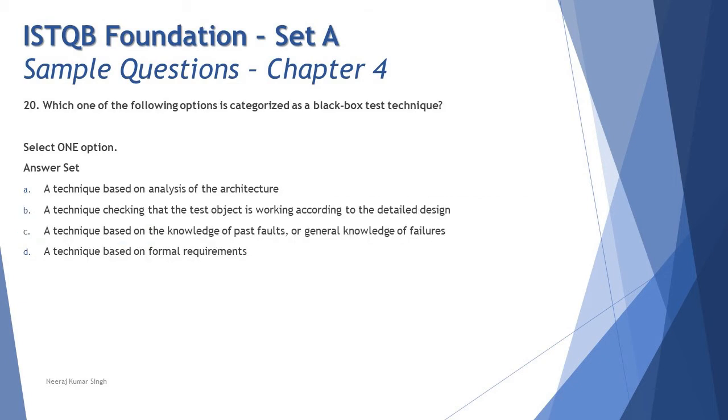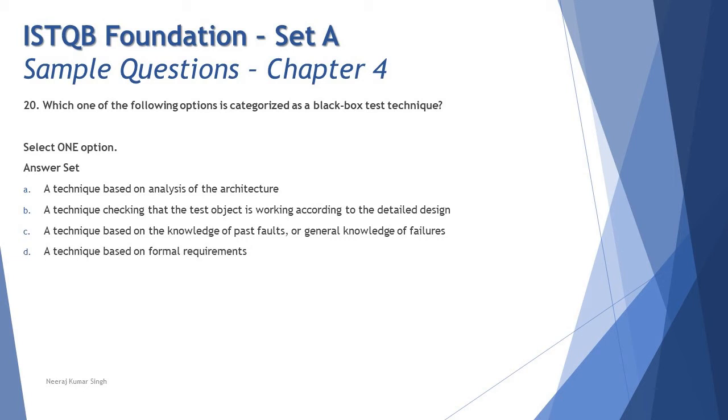Let's look at the next question. Question number 20 says, which one of the following options is categorized as a black box test technique? Of course, you need to know the definition of what exactly black box testing is all about and how it is different from the other techniques. Option A says a technique based on analysis of the architecture. I think the architecture comes more on the white box side.